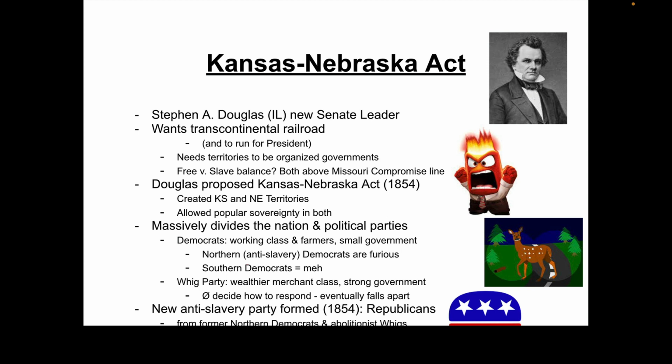The Democrats pretty much break in half, and the Whig Party can't figure out what the heck to do with this. They don't know if they want to support a Kansas-Nebraska Act or if they want to go against it, and they're kind of like, oh, we don't know.